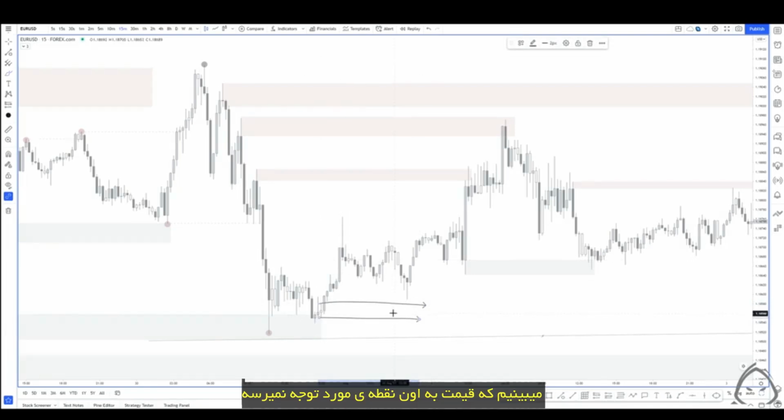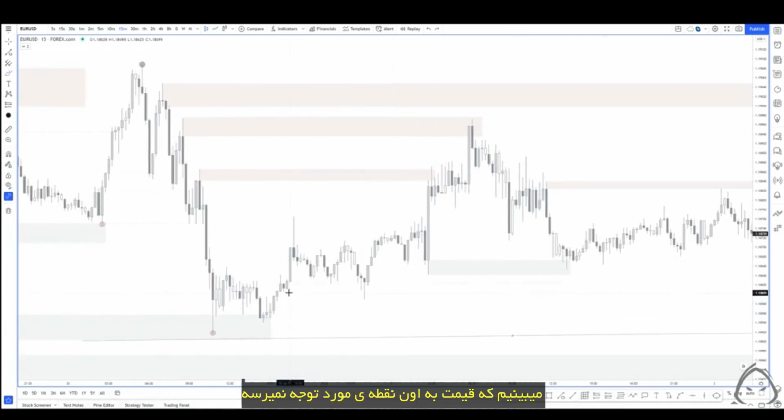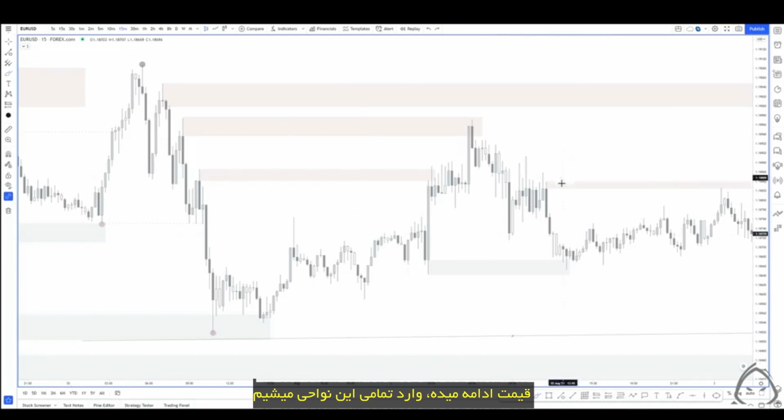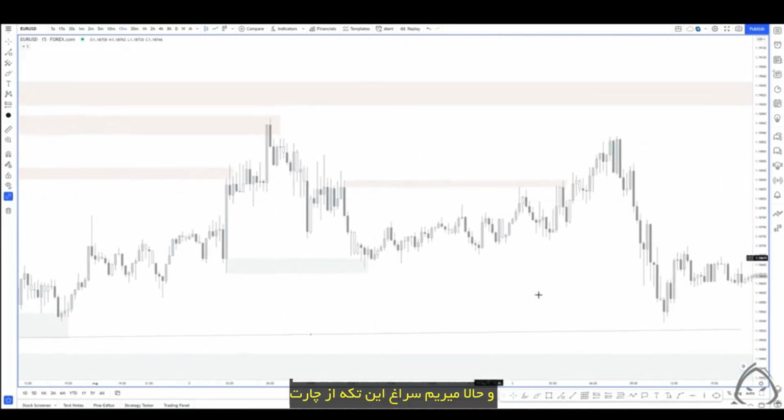What we can see is price never actually gets to that point of interest. We have this area right here, which just breaks structure. And then we continue moving on. So we're moving between this range. We haven't seen any mitigations that are warranting anything. Price then continues. We tap into all of these zones. And then we can just move into this little bit of information.